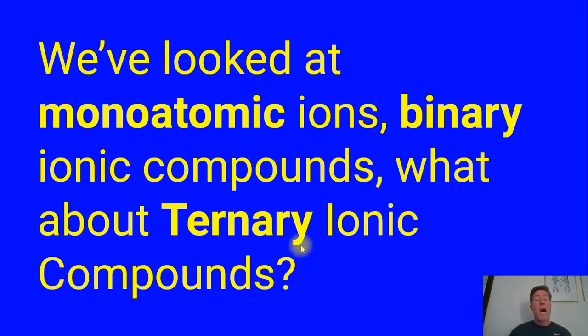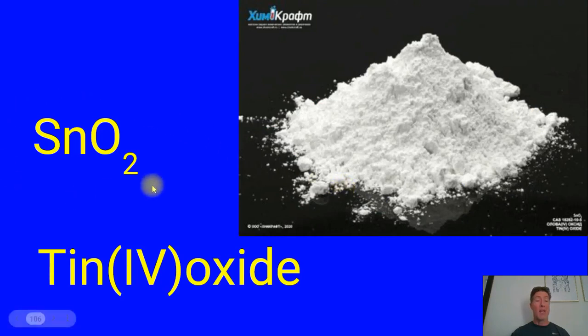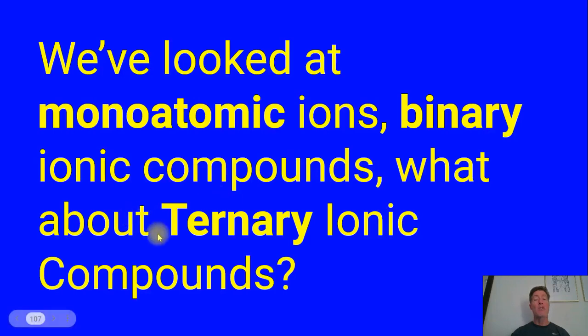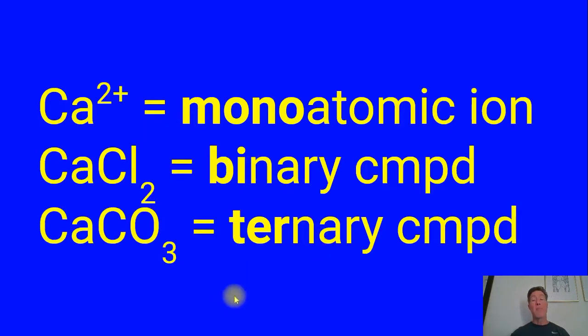Okay, we've looked at monoatomic ions and binary ionic compounds. So right here, this is a binary, right? It's built out of 2 different kinds of atoms. What about ternary ionic compounds? So mono means 1 atom, binary means a compound built out of 2 atoms. As you might expect, the word ter means 3. So here's some examples.